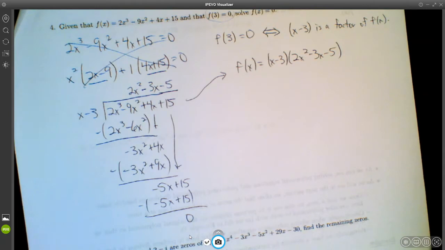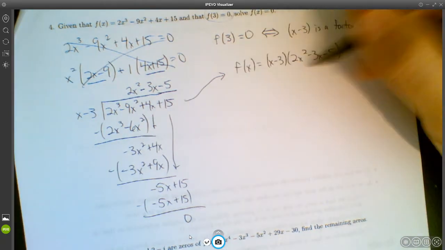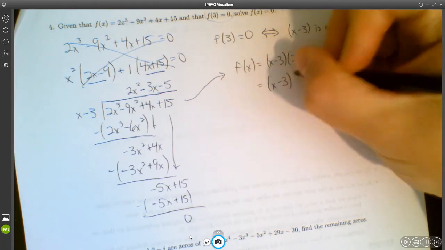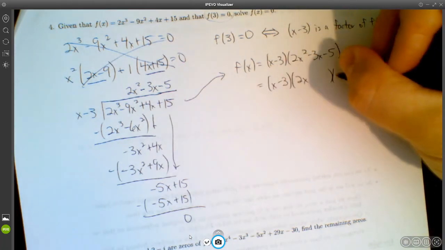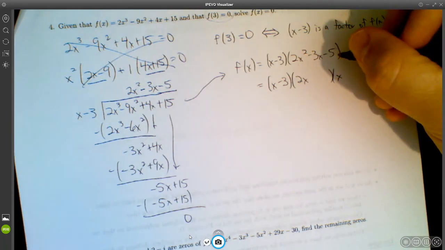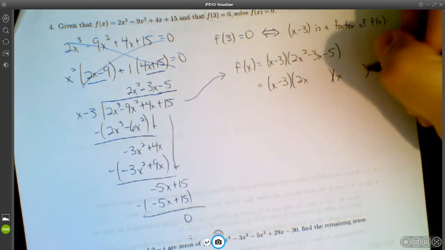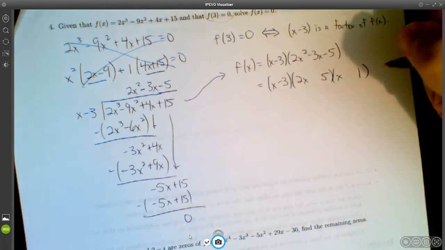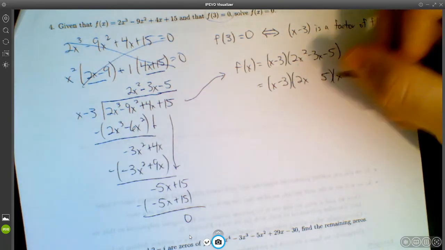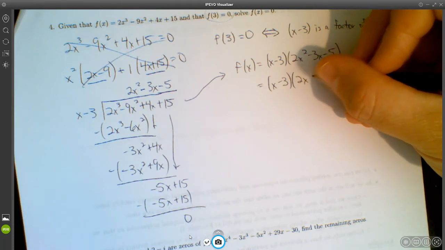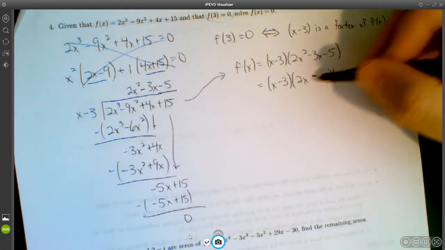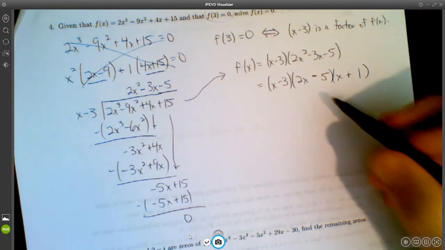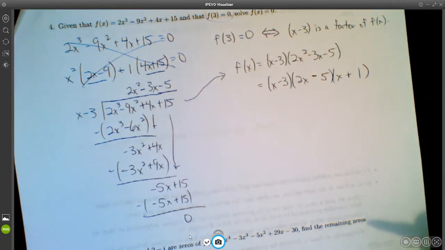Okay, very good. Now, can I factor this trinomial that's left over any further? Let's see. If I can, it must be 2x and x, and it must be 5 and 1, but where should they go? If I put the 5 here, I'm going to get a 10. That's probably too much, so I think maybe like this. And I think I need this to be negative and this to be positive so that I get 2x minus 5x, and that'll give me a negative 3x. So there you go. There's the factorization.